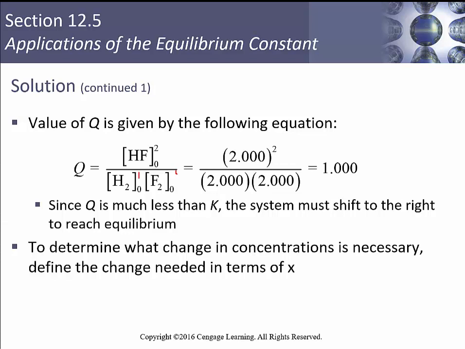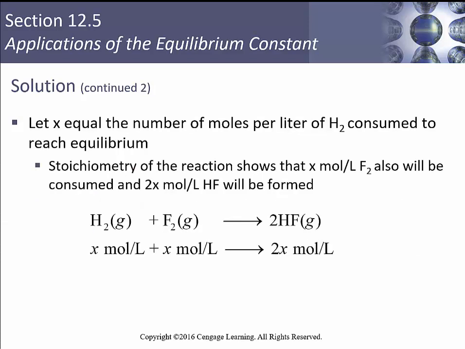Q is much less than K, which is like 100 something. So the system has to shift to the right to reach equilibrium. To determine what change in concentrations is necessary, we're going to define the change needed in terms of x again. We're going to solve for what that change value is. We let x equal the number of moles per liter of H2 consumed to reach equilibrium. Stoichiometry of the reaction shows that x moles per liter of fluorine will also be consumed, and 2x moles per liter of HF will be formed.